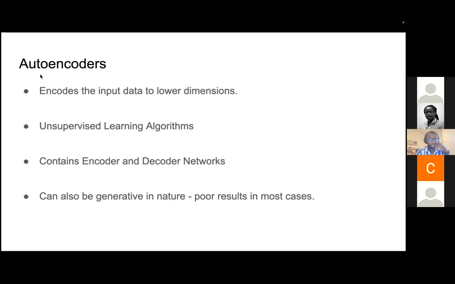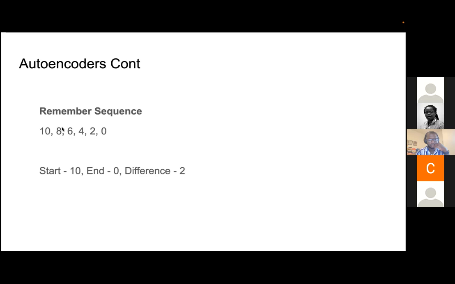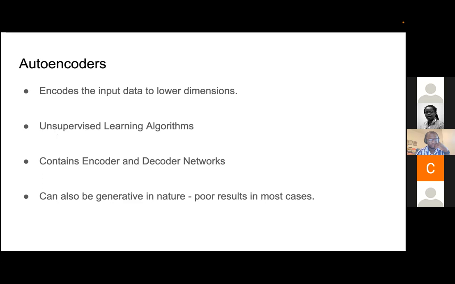Why do we use autoencoders actually? It is because it encodes the input data into lower dimensions. Just as I mentioned here, whatever the length of sequence, we try to find a pattern in the sequence and we try to remember the pattern rather than the sequence itself. And this is an unsupervised learning algorithm.